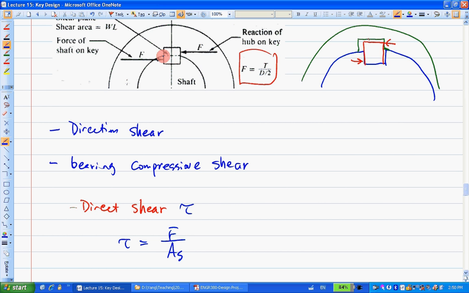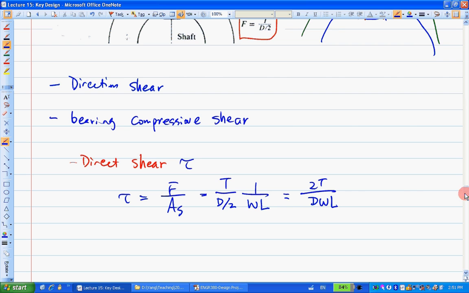That's the width times the length, right? So this side is the width, times the length, so W times L. That's the shear area. And F is that quantity over there, T over D over 2. So overall, this gives us a shear stress of 2T over DWL, where capital D is the shaft diameter.